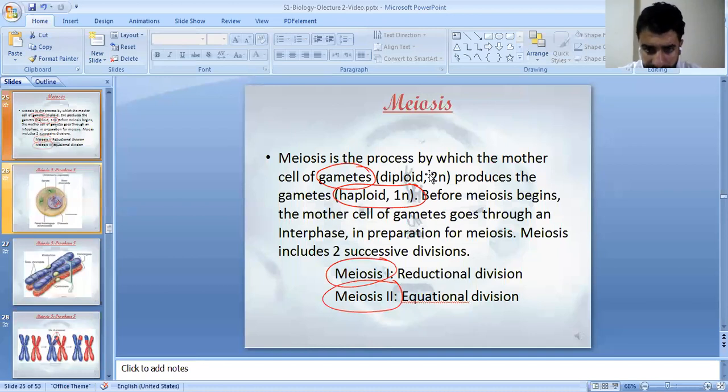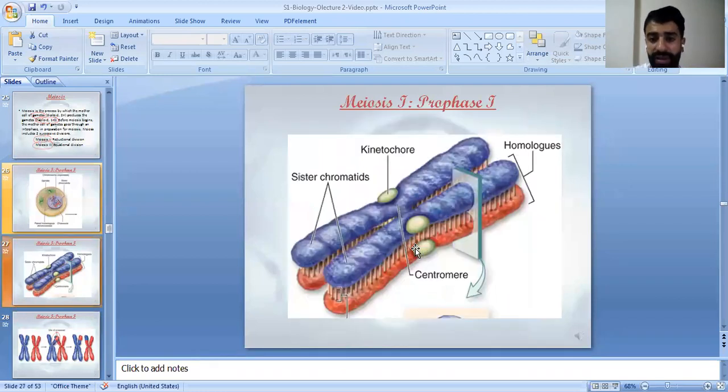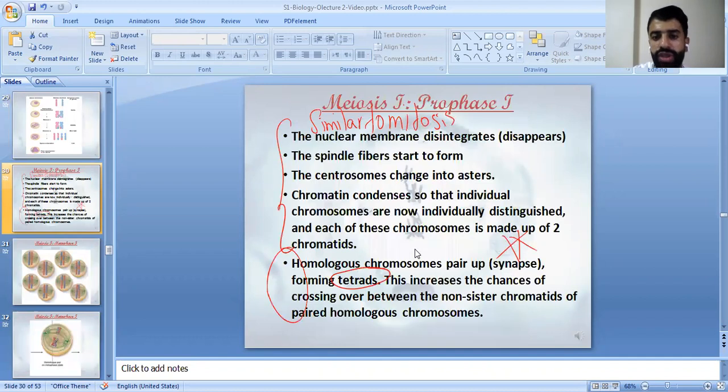And let's see. First, meiosis 1, prophase 1. As you see here, the chromosomes form one over the other. The two chromosomes form one over the other. This is called the formation of tetrads. The chromosomes move one over the other, so this is called the pairing up of the chromosomes.